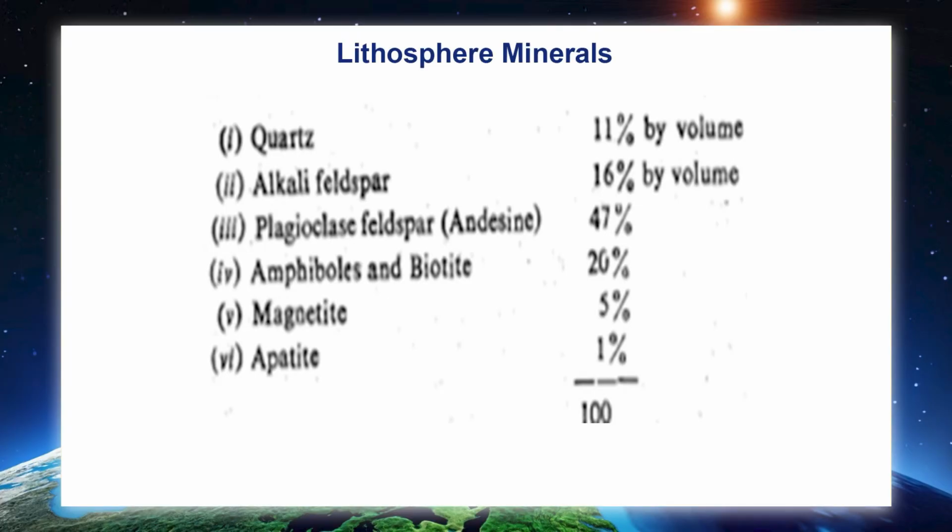Next please. Lithosphere minerals, what are the minerals which are most common and highest? One of the highest, see, is plagioclase feldspar. I was talking about the rock forming minerals. So, these are the rock forming minerals, okay? Quartz, alkali feldspar, plagioclase feldspar, amphiboles, biotites, then magnetite, apatite, these are all rock forming minerals. By volume it has been given in earth's crust. Next please.